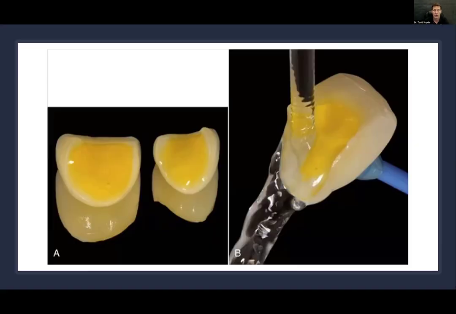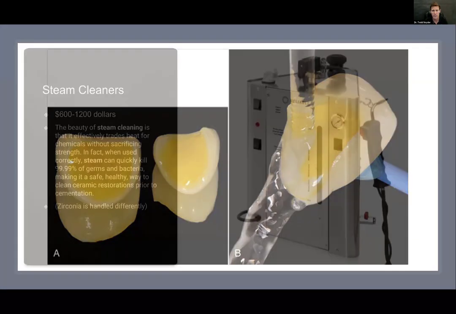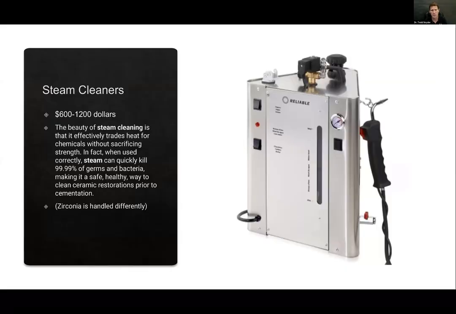All right, so you have your porcelain etching on there. After 90 seconds, you're going to rinse that off. Me personally, I like to use a steam cleaner. There are lots of different steam cleaners on the market, anywhere from about $600 to $1,200. You can get jewelry steam cleaners. You can also buy dental steam cleaners. You decide which one's cheaper. They both do the same thing.